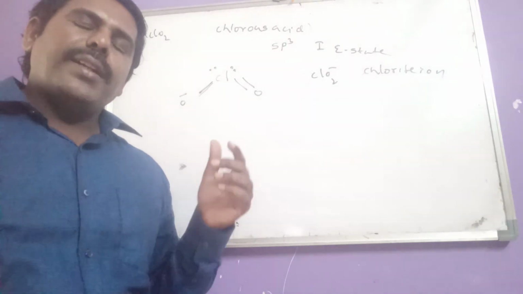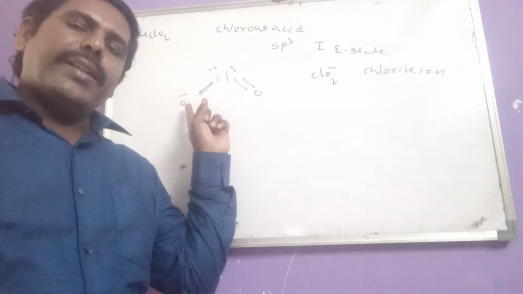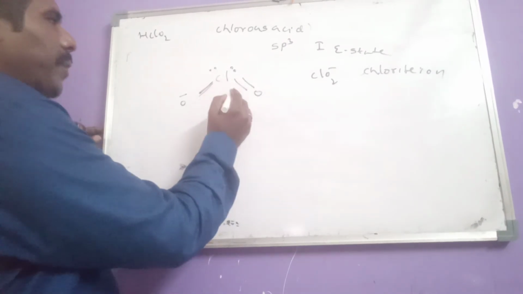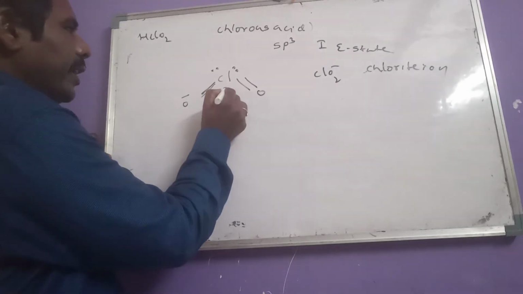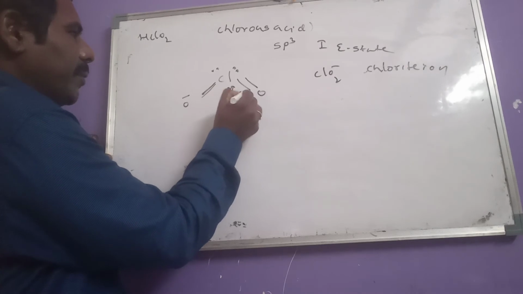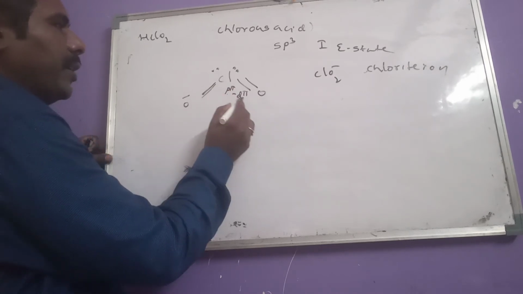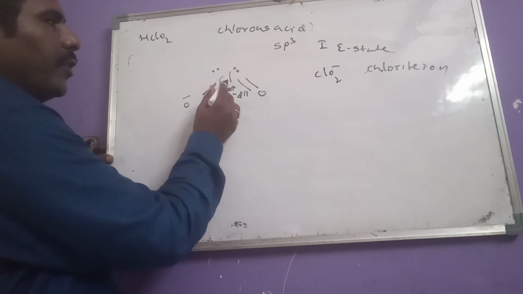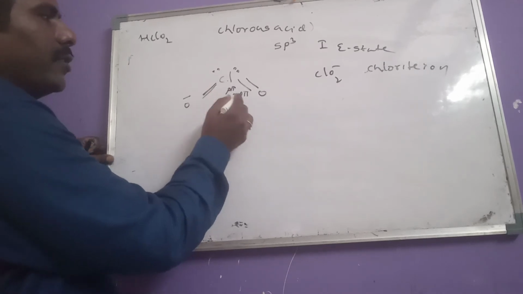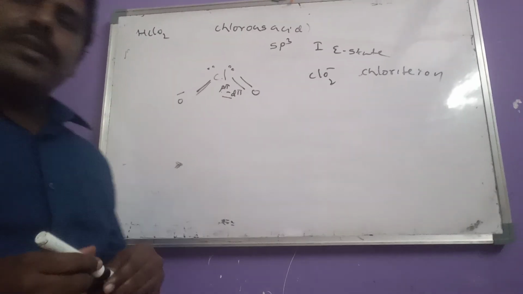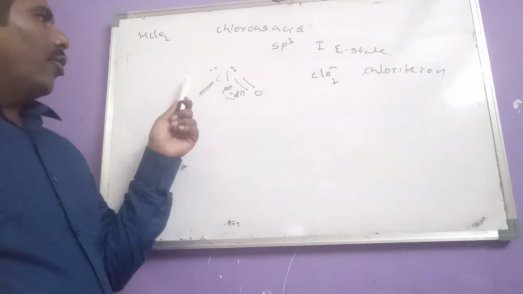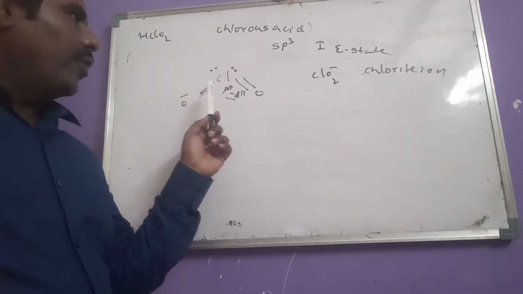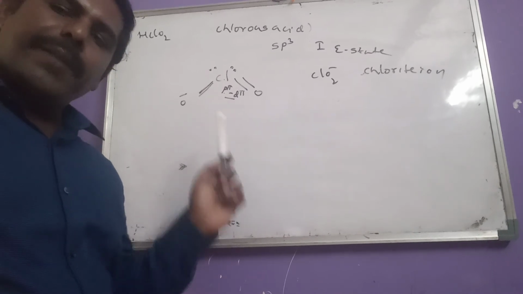Here chlorine also undergoes sp3 hybridization having 2 lone pairs of electrons. Similar to H2O, it also has an angular shape, and here the pi bond is formed between the p orbital of oxygen and the d orbital of chlorine. So this pi bond is known as p pi d pi bond. So chlorous acid has two lone pairs of electrons and one p pi d pi bond.